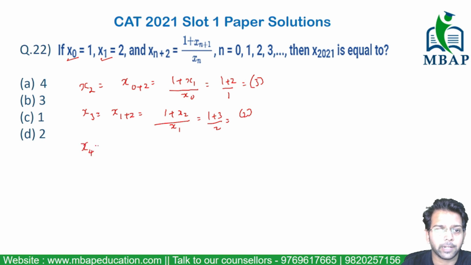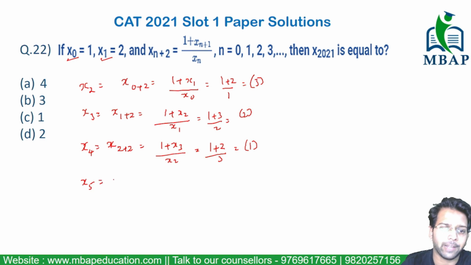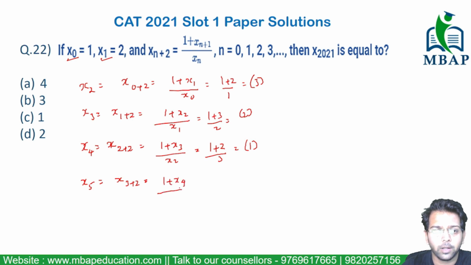Let's go ahead and find the value of x4. This is x(2+2), which is (1 + x3) divided by x2. x3 is 2, so it's 1 plus 2, and x2 you got as 3. 3 by 3 will give you 1. Let's move ahead and find the value of x5. This is x(3+2), which is (1 + x4) divided by x3. Clear? x4 you got as 1, so this is 1 plus 1, x3 you got as 2, and 2 by 2 will give you 1. So obviously you will find some more values of x6, x7 and x8.